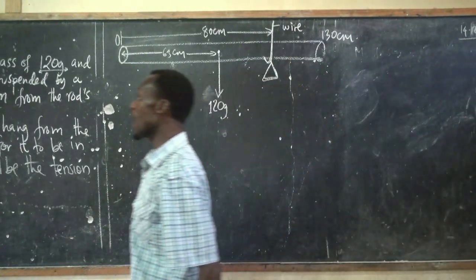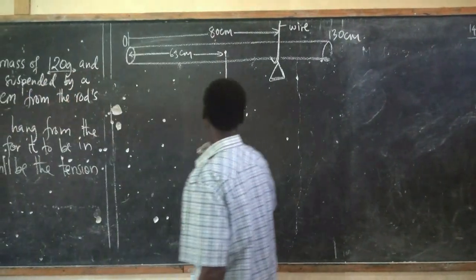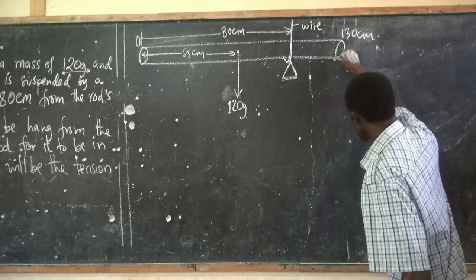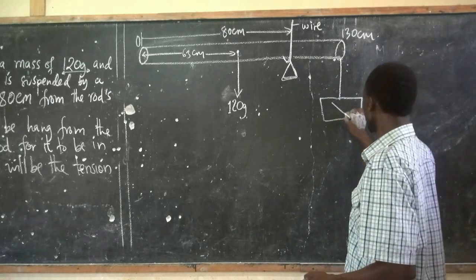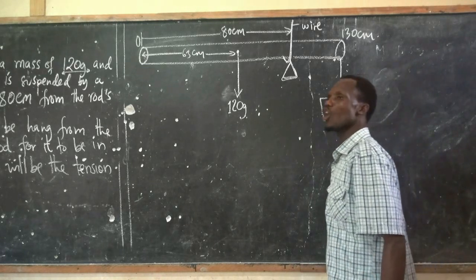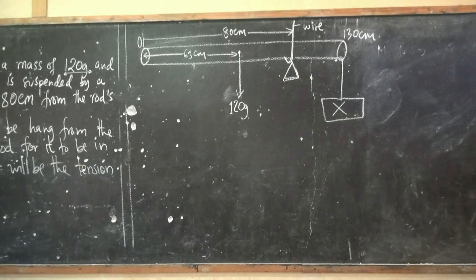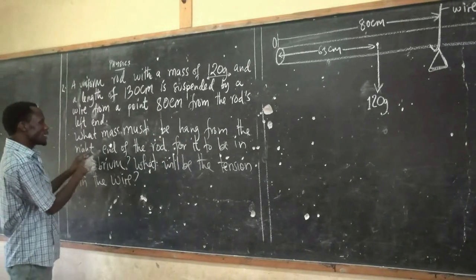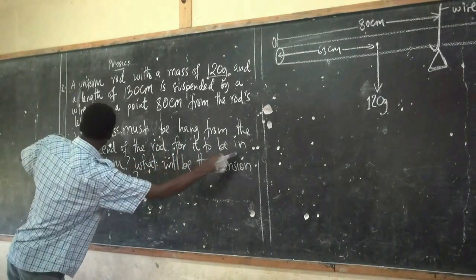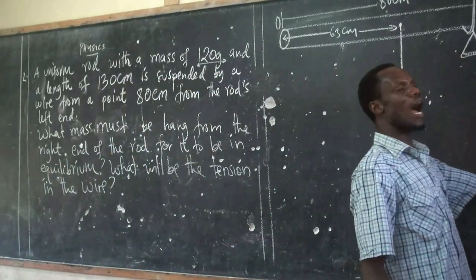Hanging. What mass must be hung from the right end? The right end is here. Now what mass must be hung here? The mass that must hang here is X. It is unknown, and that is the need of the question. What mass must be hung from the right end of the rod for it to be in equilibrium?